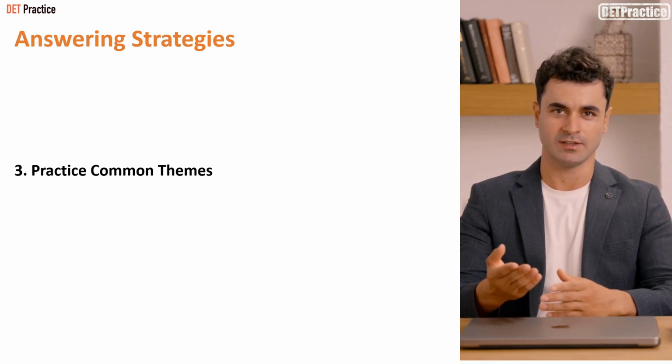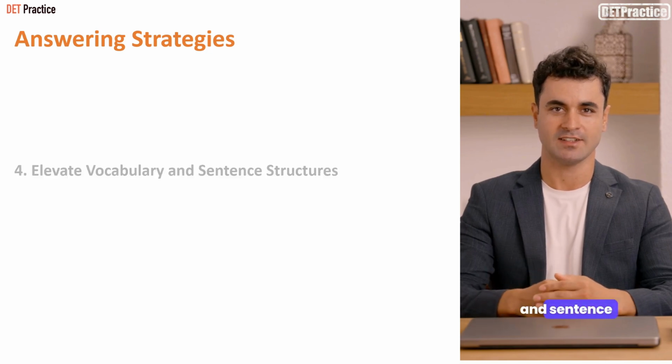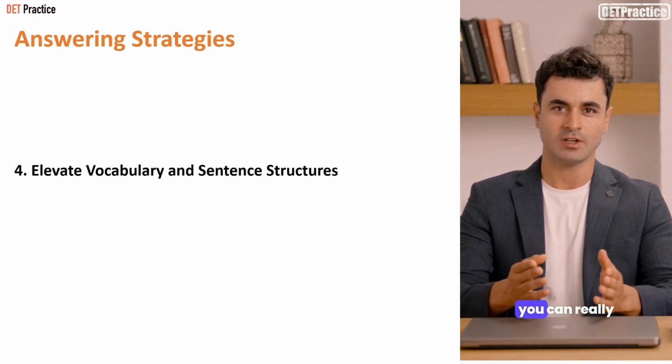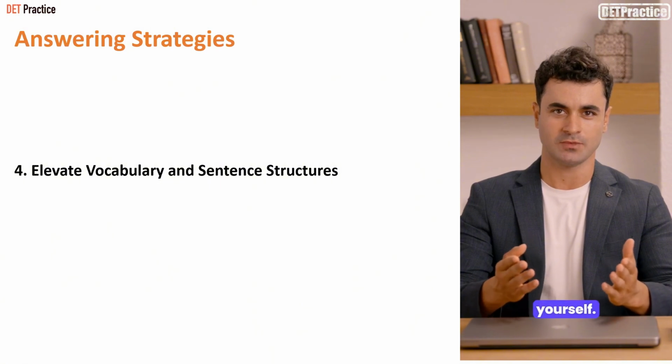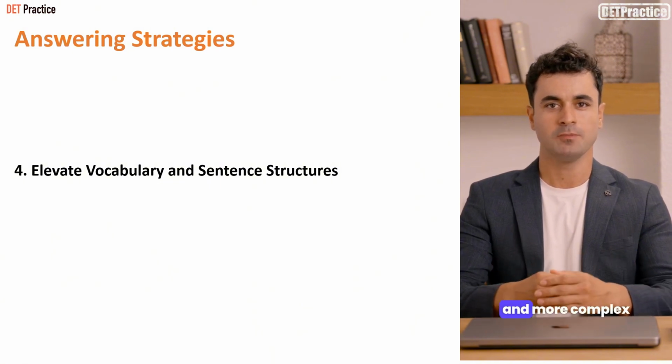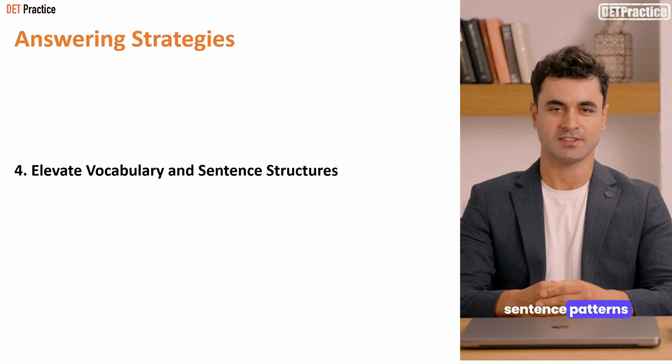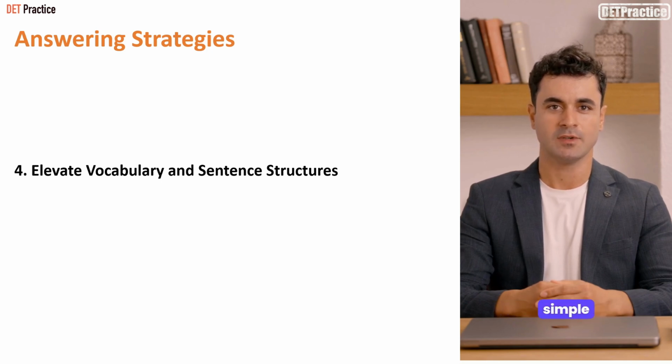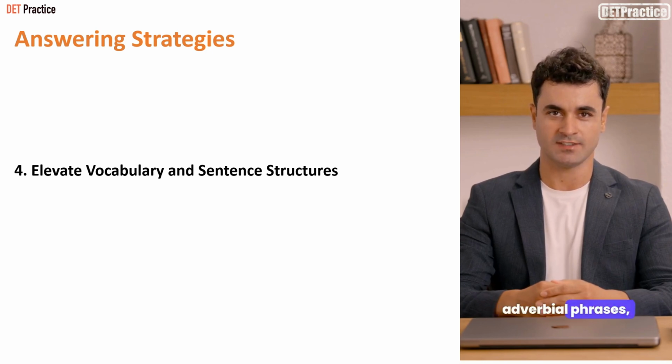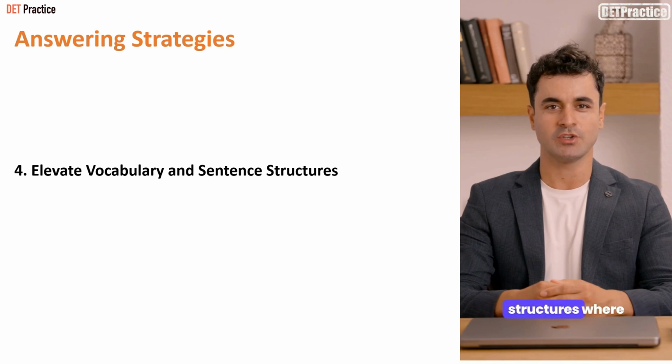Strategy number 4. Elevate vocabulary and sentence structures. This is where you can really distinguish yourself. Use richer vocabulary and more complex sentence patterns to demonstrate your proficiency. Don't just use basic terms and simple sentences. Incorporate relative clauses, adverbial phrases, and advanced grammar structures where appropriate. This shows the AI scoring system that you have command of sophisticated English constructions.